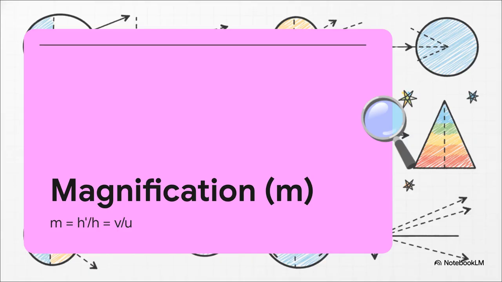And the formula for magnification, M, is actually super simple. It's just the ratio of the image's height to the object's height. And the cool thing is, that ratio is exactly the same as the ratio of the image distance, V, to the object distance, U. Oh, and a quick tip. If M is positive, the image is upright. If it's negative, you know it's flipped upside down.